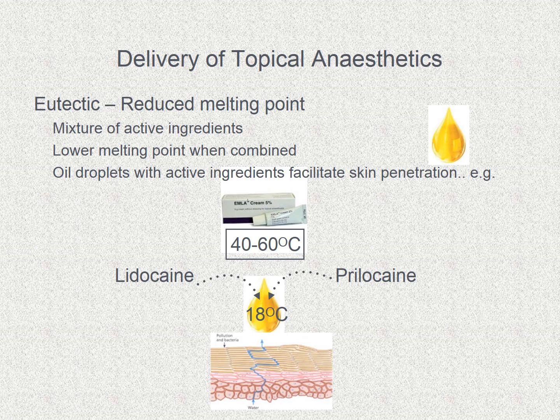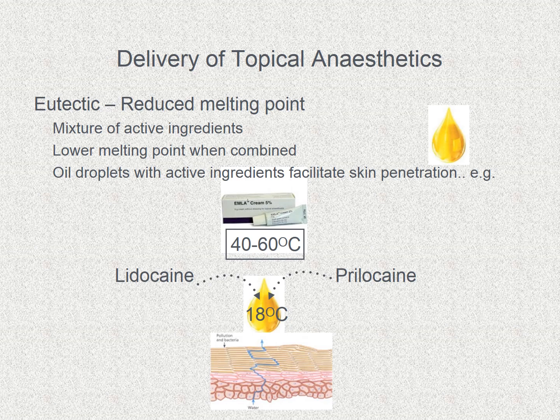When the two ingredients are mixed together, their melting point becomes 18 degrees C. So if we can get the product to that temperature, then the local anaesthetics will be able to form into oil droplets, and they then have a greater potential to penetrate through the stratum corneum through the intercellular route. These oil droplets can then start to pass through the lipid channels between the corneocytes in the stratum corneum and start to penetrate into the dermis. At that point, they can start to form a greater concentration, and with the concentration gradient start to diffuse down into the dermis.